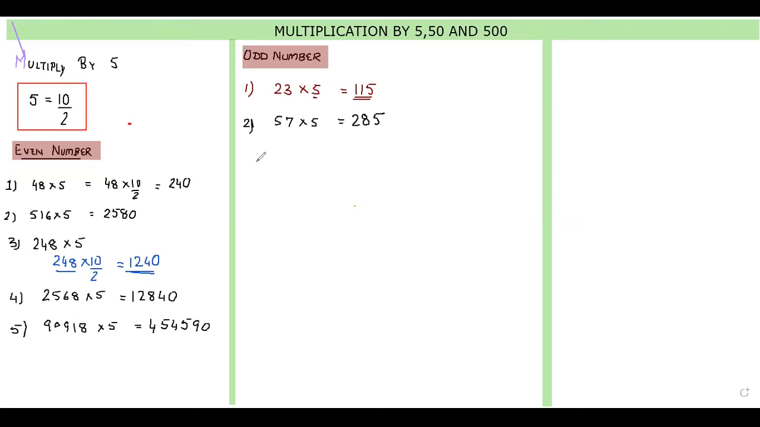So we can generalize it. First, let us take a few more examples quickly. 2317 times 5. This is 1, again 1, 5, 8 and 5.